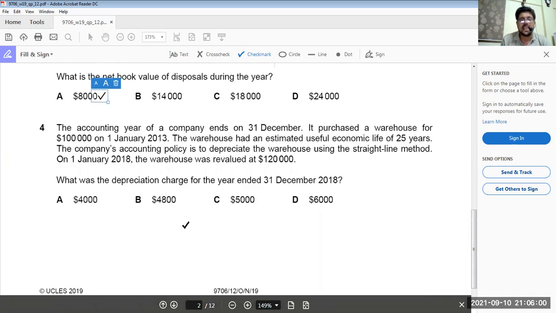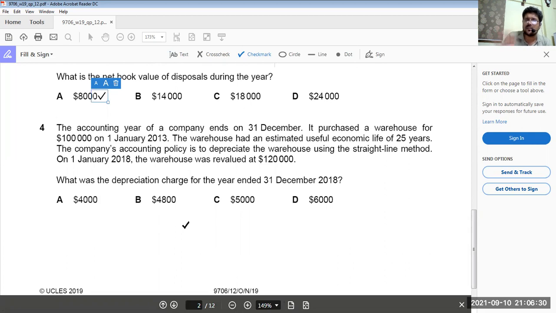Okay. The accounting year of a company ends on 31st December. It purchased a warehouse for $100,000 on 1st January 2013. The warehouse had an estimated useful economic life of 25 years. The company's accounting policy is to depreciate the warehouse using the straight line method. Okay. On 1st January 2018, the warehouse was revalued at 120,000. Now, after revaluation, what was the depreciation charge for the year ended 31st December 2018?